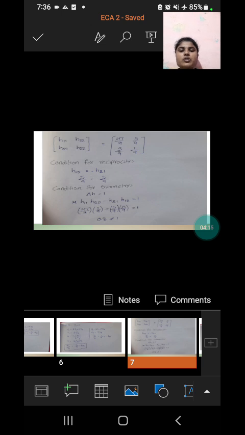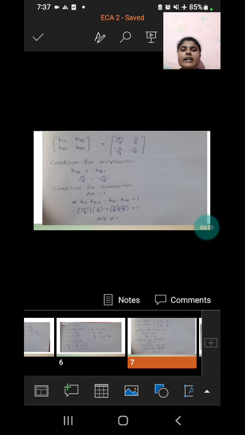Condition for reciprocity. For H parameter, Z parameter, Y parameter and T parameter, we write conditions for all four parameters. Condition for reciprocity and condition for symmetry. Condition for reciprocity in H parameter: H12 equals minus H21. Here H12 is 5 by 9, and minus H21 is minus of minus 5 by 9.